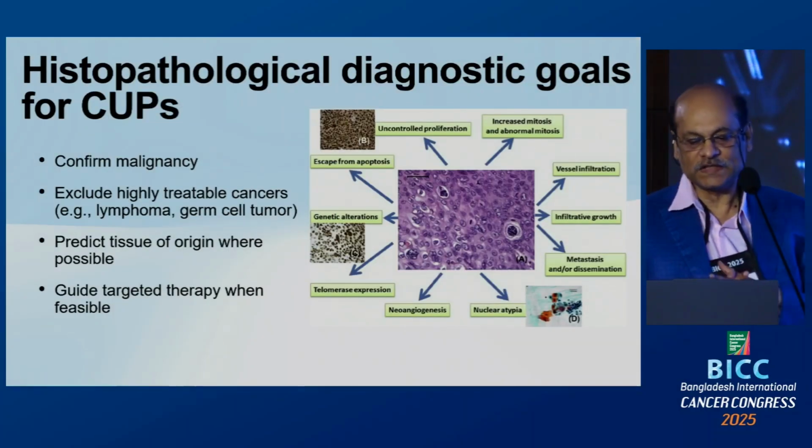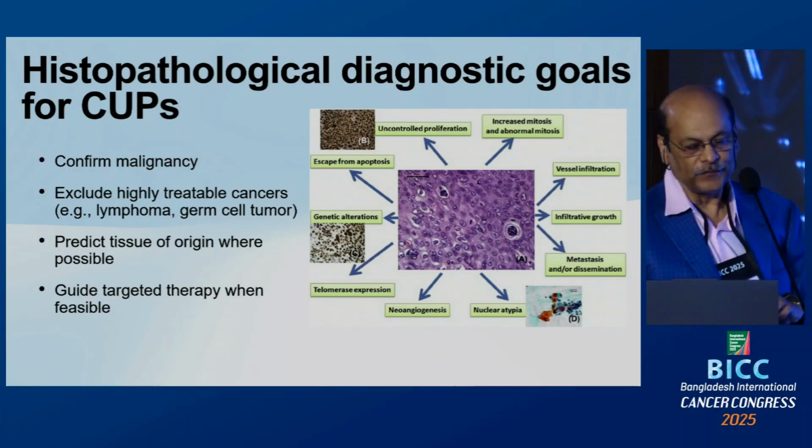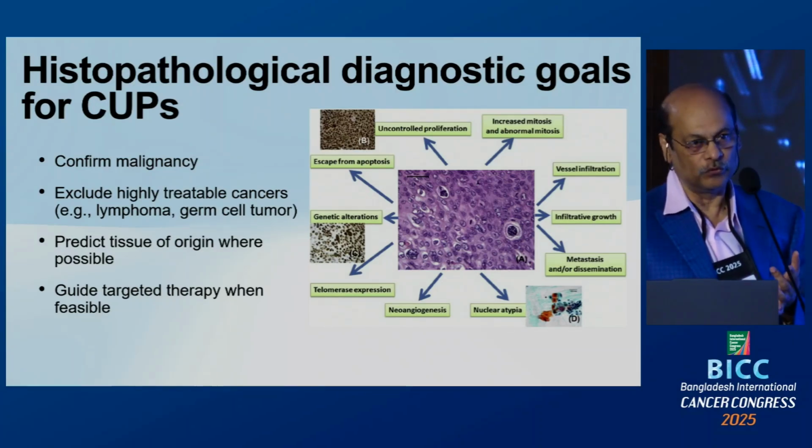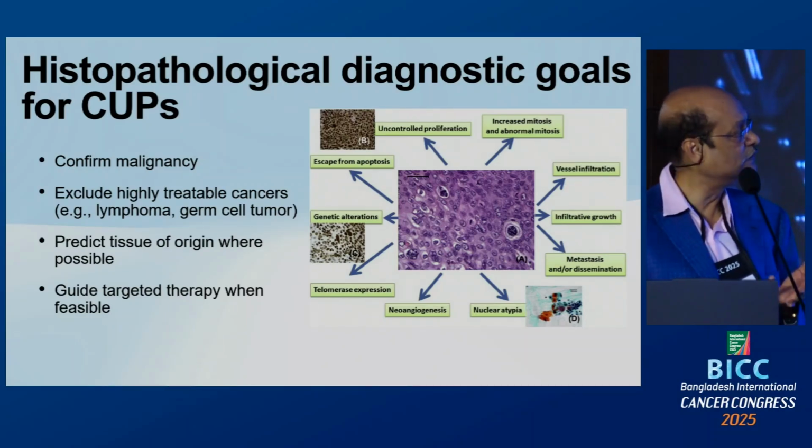The histopathological diagnostic goals for CAP: first, confirm malignancy. Next, exclude highly treatable cancers like lymphoma and germ cell tumor. Then predict tissue of origin where possible, and guide targeted therapy when feasible.